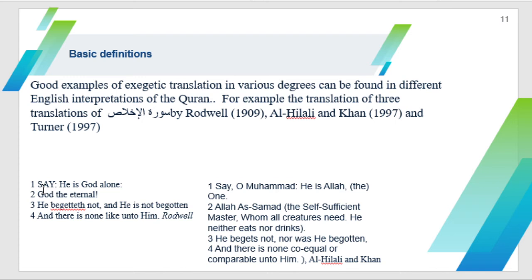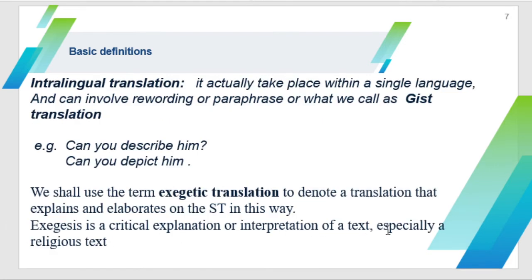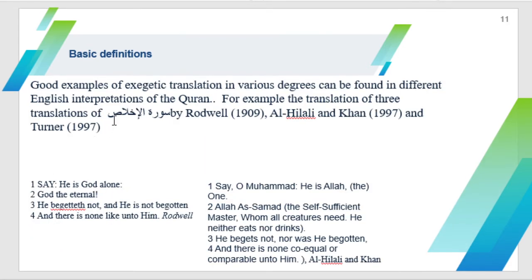Another important example of exegetic translation in interlingual translation, of various degrees, can be found in the Quran. We said before that exegesis is found mainly, especially, in religious texts. If we look, for example, at Surah Al-Ikhlas by Rodwell, Al-Hilali and Khan, and Turner, we'll find different translations.